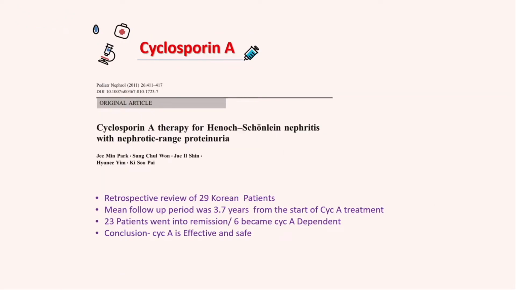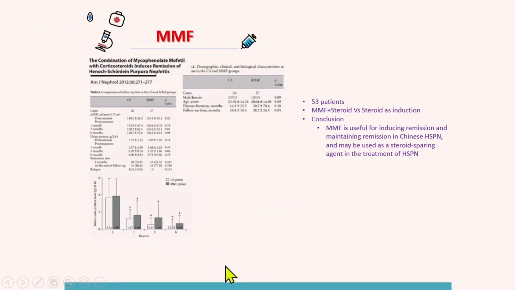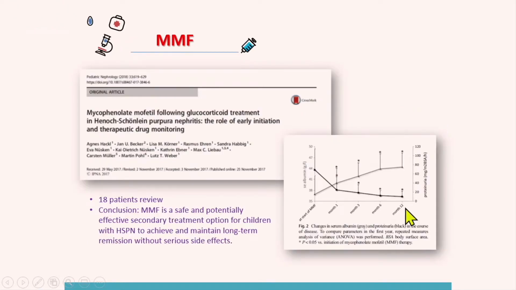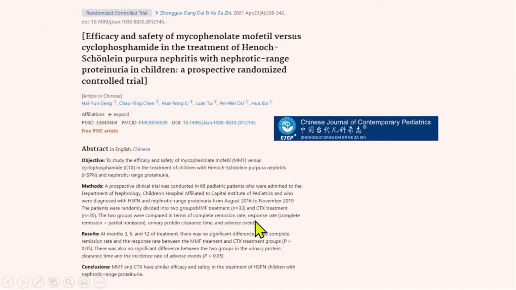After that, we have a retrospective review from a Korean group with 29 patients with mean follow-up around 4 years, and they had very good experience with cyclosporine A as well. How about MMF? There have been some reviews from a Chinese group with 53 patients, comparing MMF and steroid versus steroid, and it was reported to be useful as a steroid-sparing agent. This is also according to the guideline from the SHARE Initiative, where azathioprine or MMF was recommended as the second-line therapy in some of the classifications. And again, in an 18-patient review, MMF seems to be safe and useful. Very small numbers, isn't it?